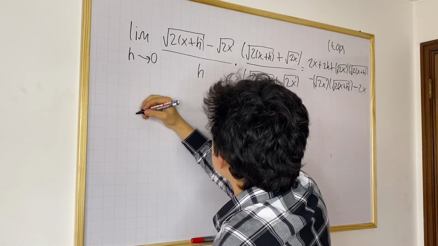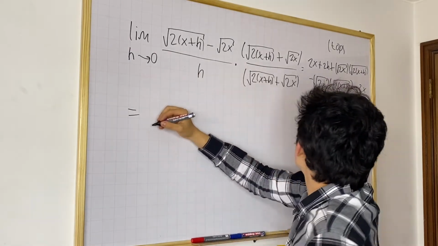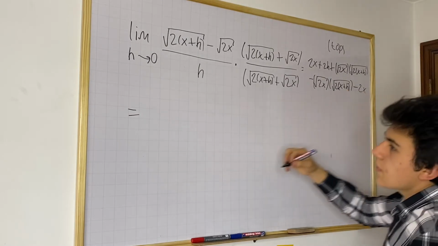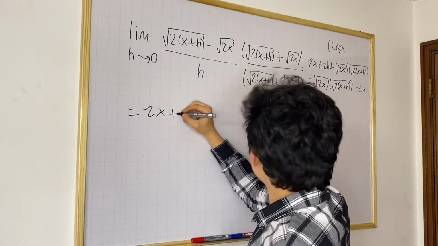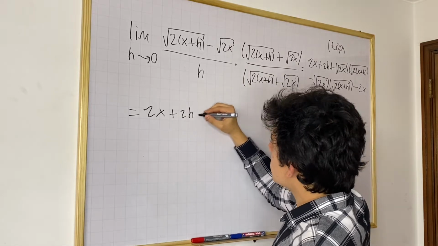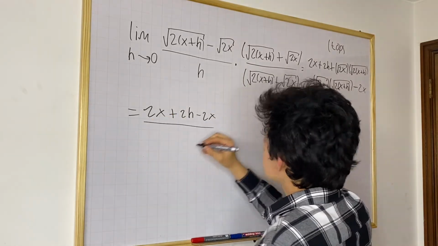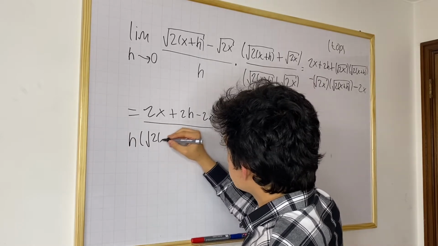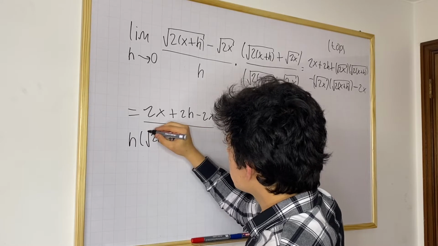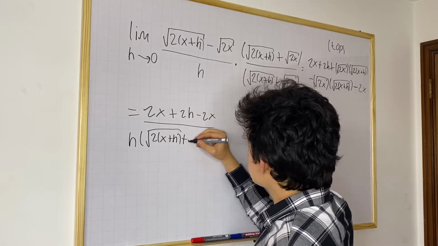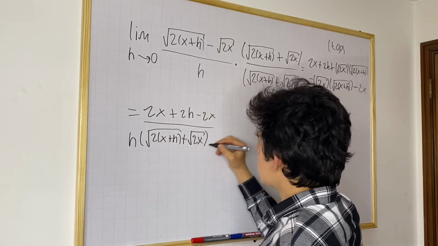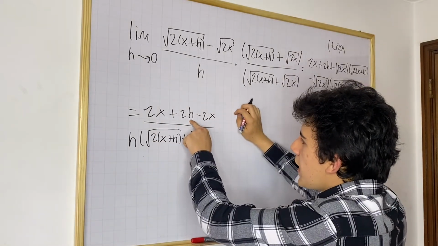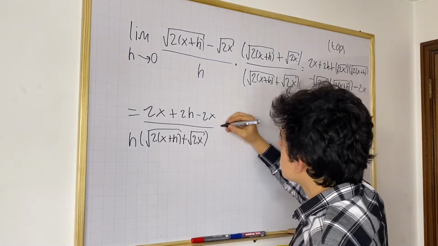And now let's keep with the same thing. So let's simplify now. We have these two terms, they go out. We have now 2x plus 2h minus 2x over, we don't FOIL the bottom, square root of 2x plus h plus square root of 2x. Cool, now we know these two terms, they cancel out. We have h as a factor here and also here, so we can take it out.